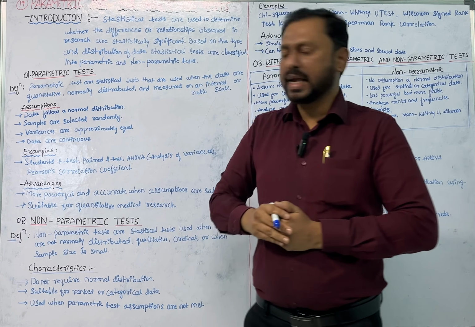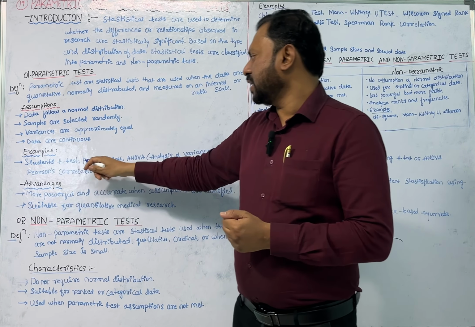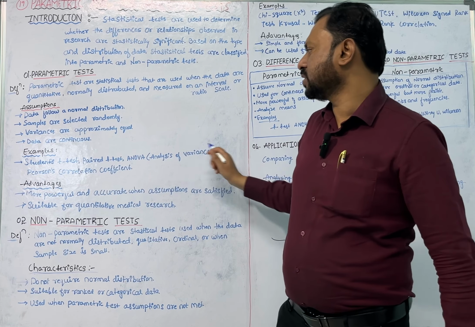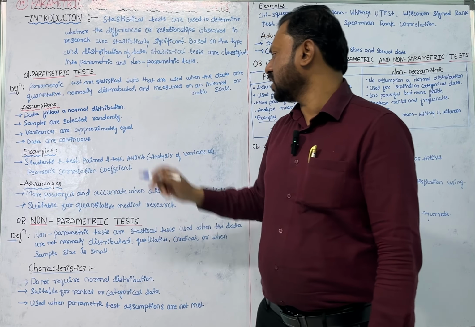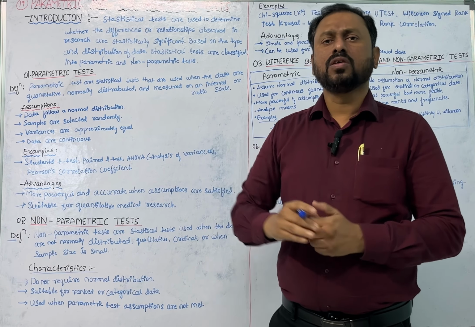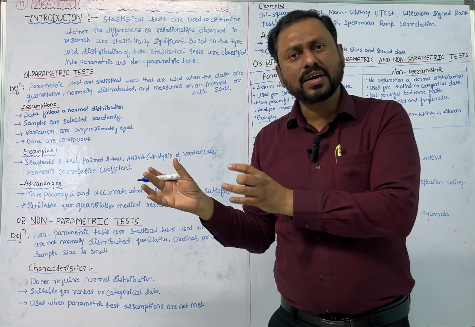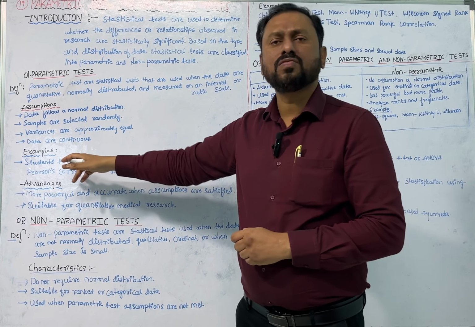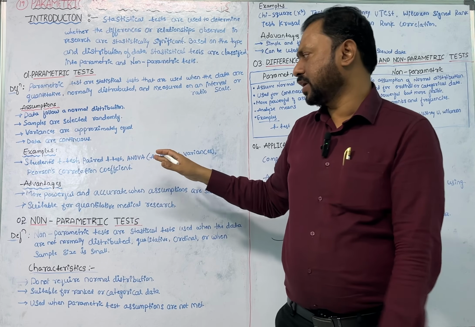The next one, examples: the student t-test, paired t-test, ANOVA test, as well as the Pearson correlation coefficient test. These are the tests we use as parametric tests.